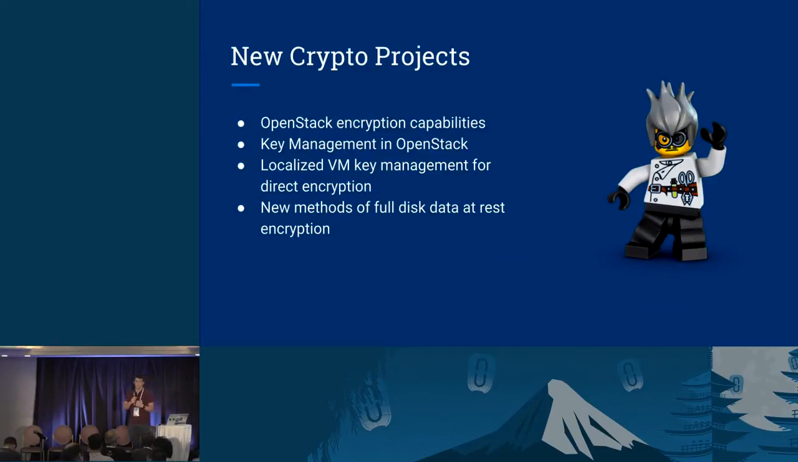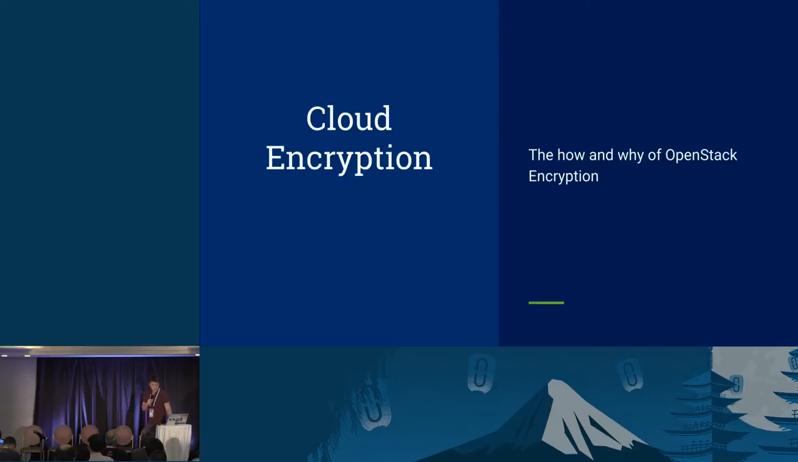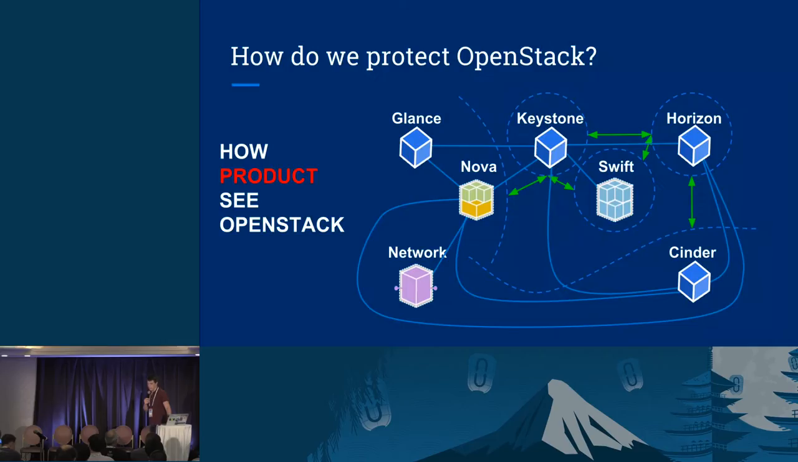So in this talk, we're going to talk about encryption capabilities, about key management, and then about some new projects which involve localized VM key management, which accelerates your path to having encrypted VMs, and a new method of doing full disk encryption for cloud deployments, which should allow you to deploy sort of entirely self-encrypting clouds. So I'll talk to you a little bit about encryption and where we are in OpenStack today.